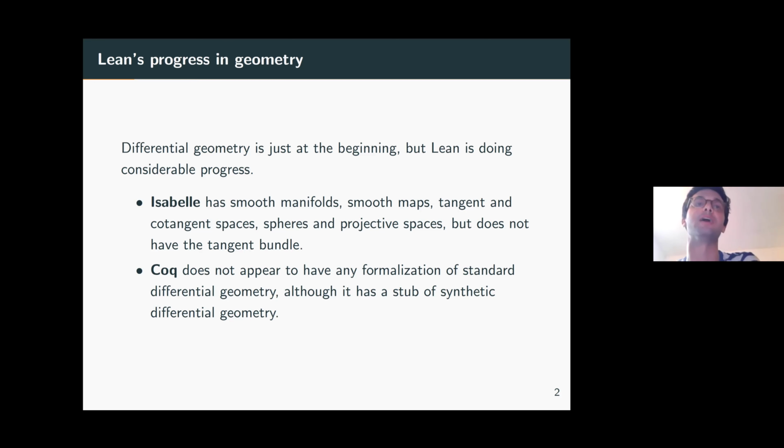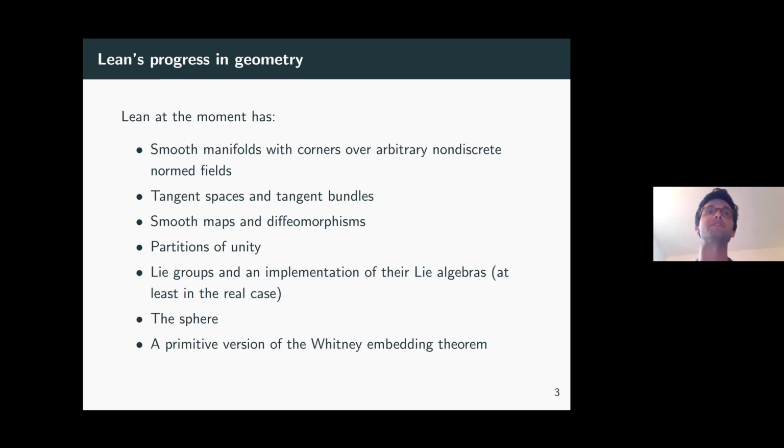The other very famous proof system which relies, as Lean does, on dependent type theory is Coq. As far as I'm aware, and I looked into this a bit, even though I didn't get too much response, Coq does not really have a proper formalization of standard differential geometry, although it has a little bit of synthetic differential geometry. So again, Lean is at its beginning, but is making some progress.